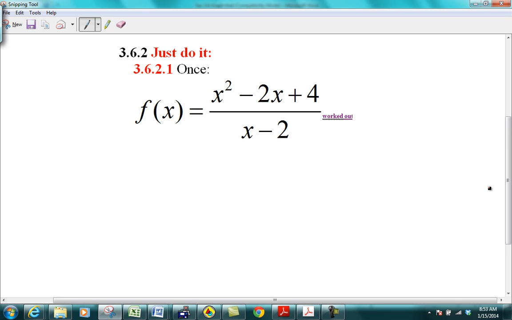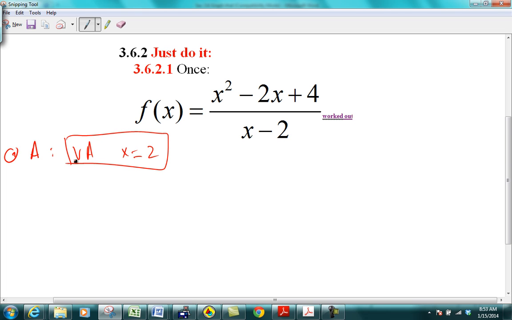Okay, so that would be number 4, A for asymptotes. And I think when you're looking at the domain, we saw clearly that x cannot be equal to 2, so the vertical asymptote is x equals 2.